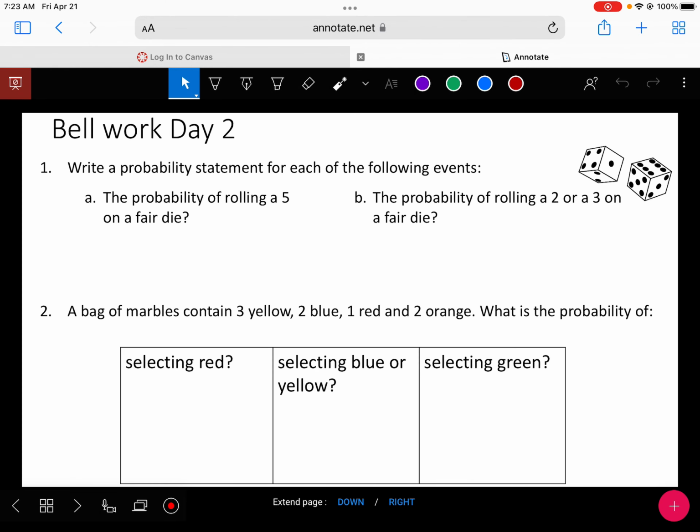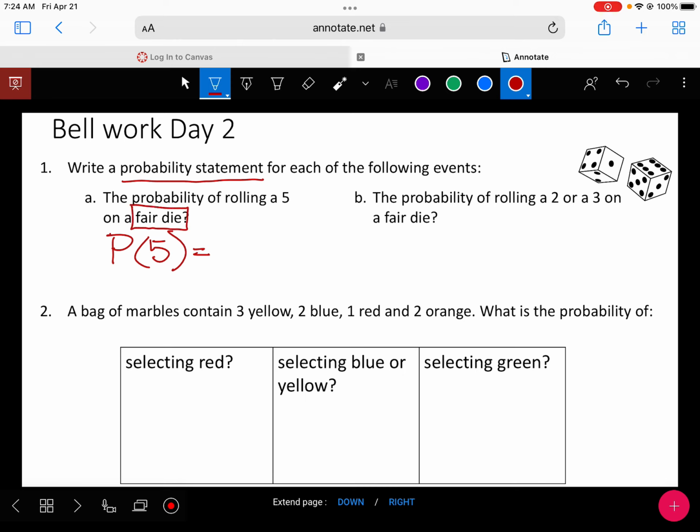So, bell work day 2: write a probability statement for each of the following events. Okay? A probability statement. I really just, to be honest, put the answer down, but if they want a statement, we need to show the probability of rolling a 5. So let's start by doing that. Capital P, and then whatever the event is needs to go in the parentheses, equals.